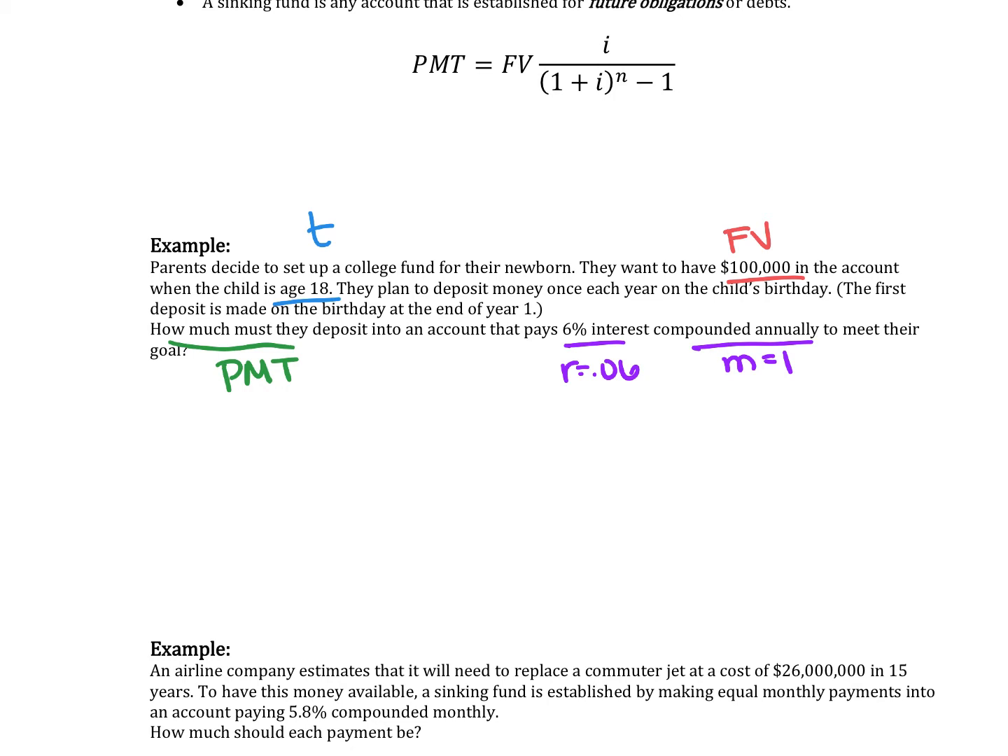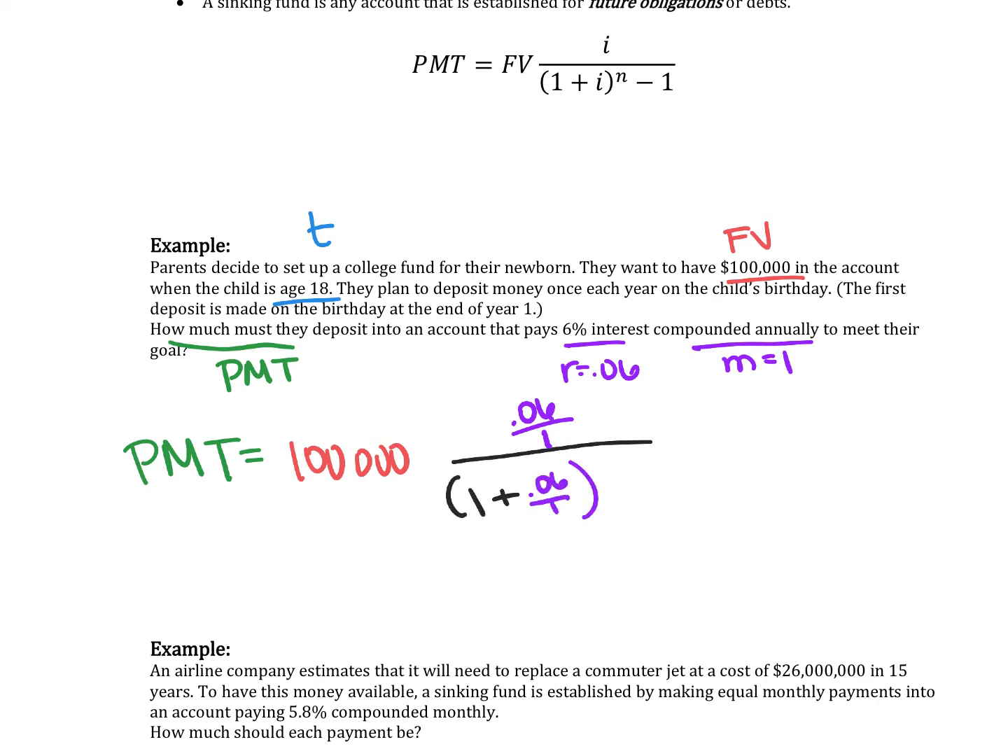I'm looking for PMT, the payment. The payment is equal to the future value, which is 100,000, times I. Well, my I is 0.06, my rate, divided by my M, which is 1, over 1 plus my I, 0.06 divided by 1, raised to the n power. My n is going to be M times T, and T here is equal to 18. So it's just raised to the 18th power, minus 1.